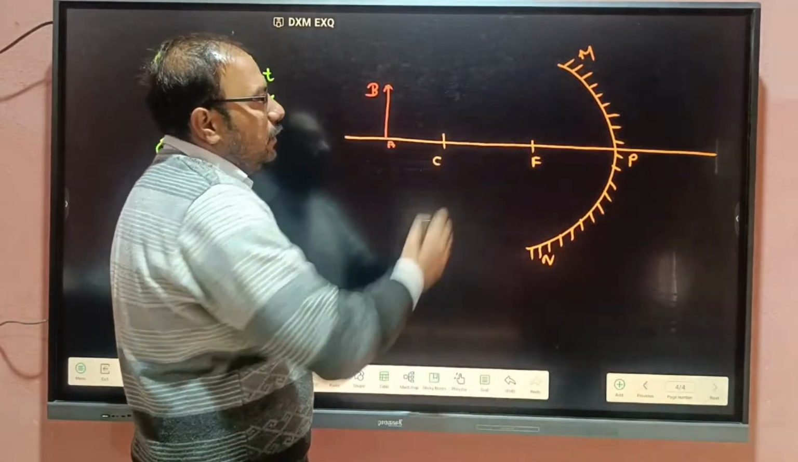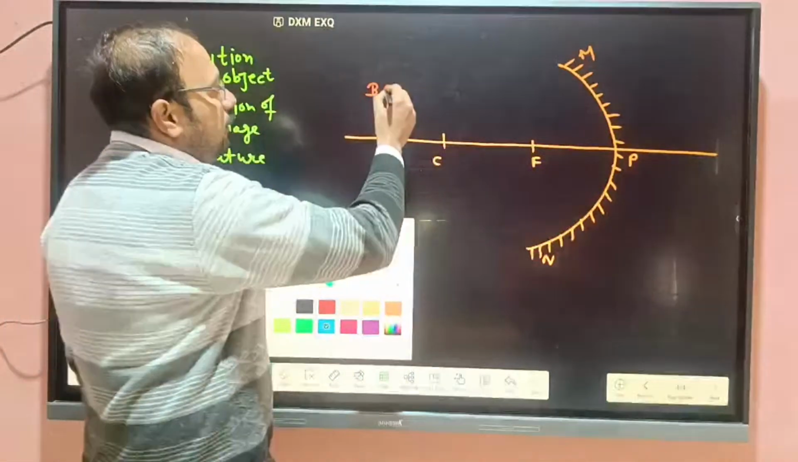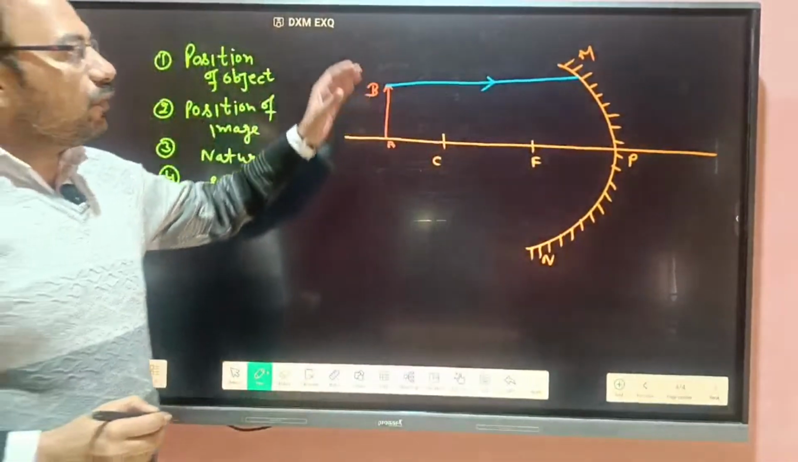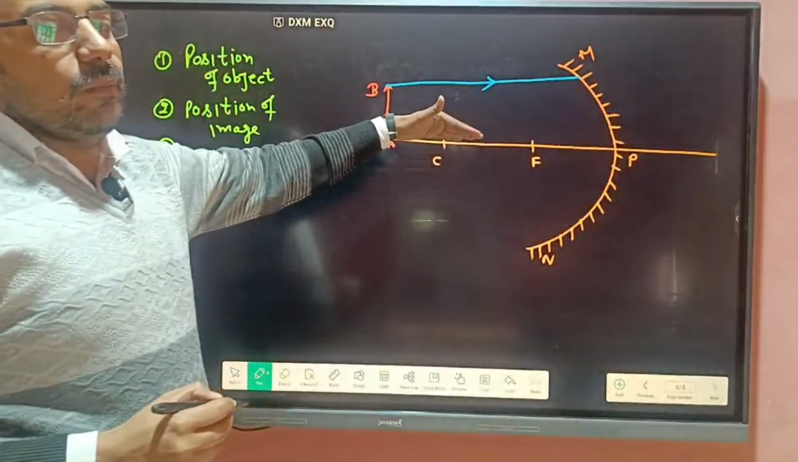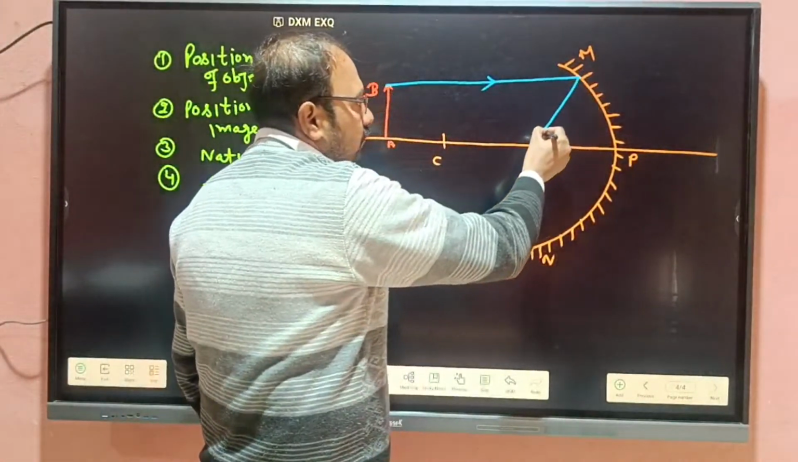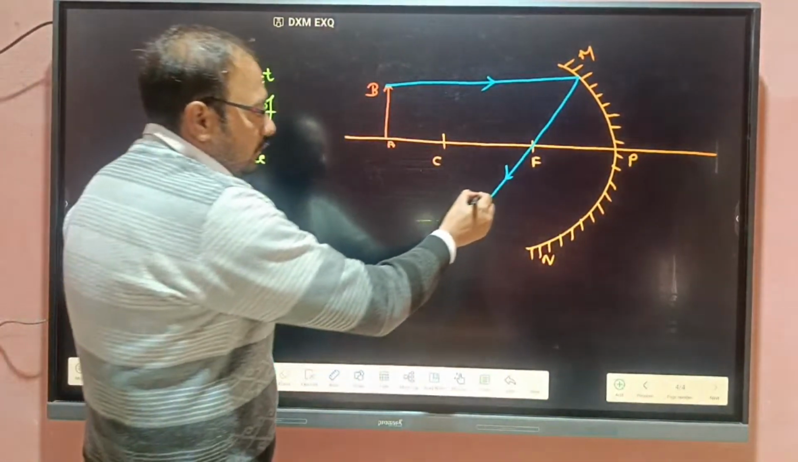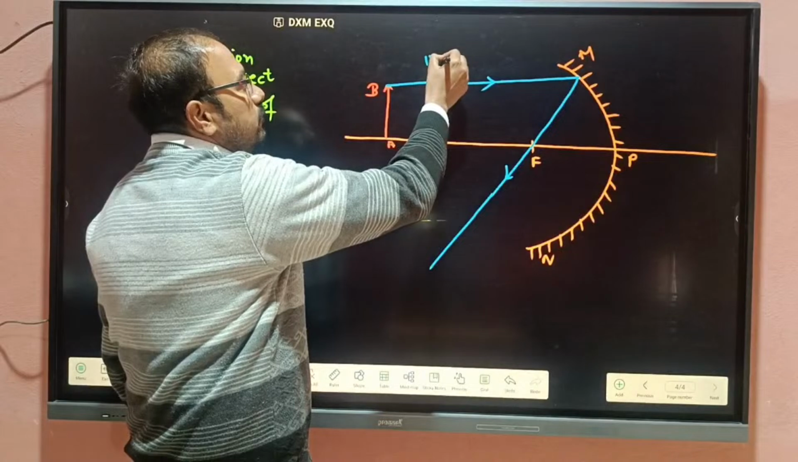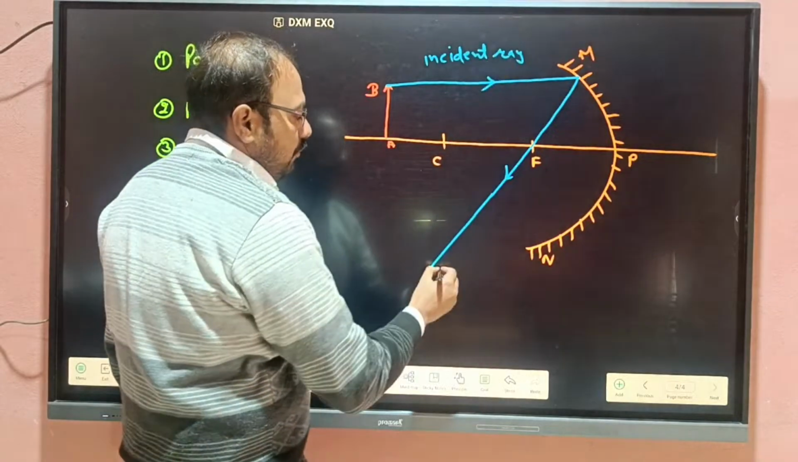So 2 rays are generated, one ray is like this. We know that when a parallel ray is generated, a parallel ray meaning a ray of light parallel to the principal axis, it passes through the focus. So this is the incident ray, and this is the reflected ray.